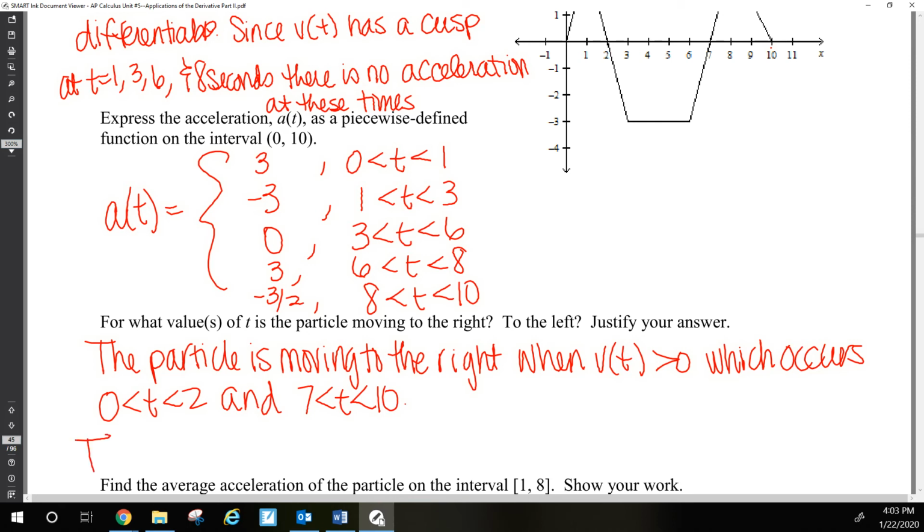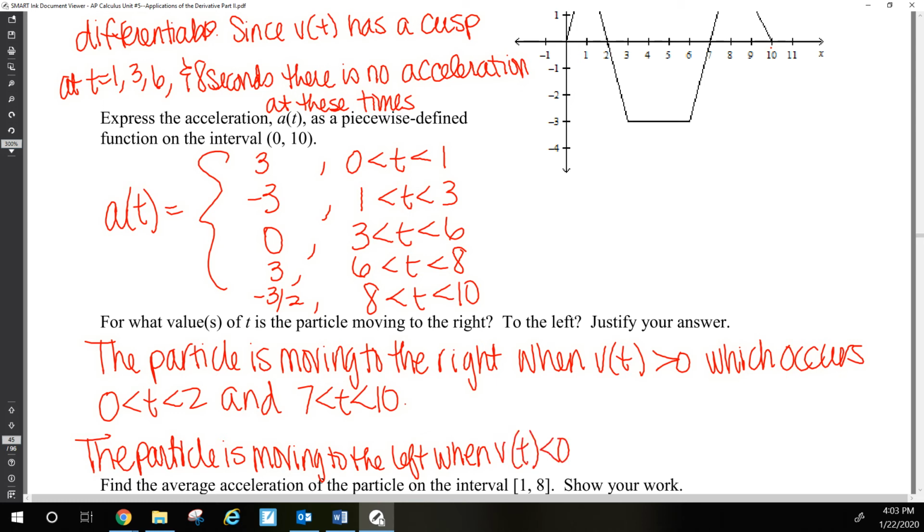All right? Look at that graph. Tell me when is that particle going to be moving to the left? The particle is moving to the left when v of t is less than 0, when my velocity is negative. That's when my graph is beneath the x-axis, so my y values are negative down here. That's between 2 and 7, which occurs between 2 and 7.